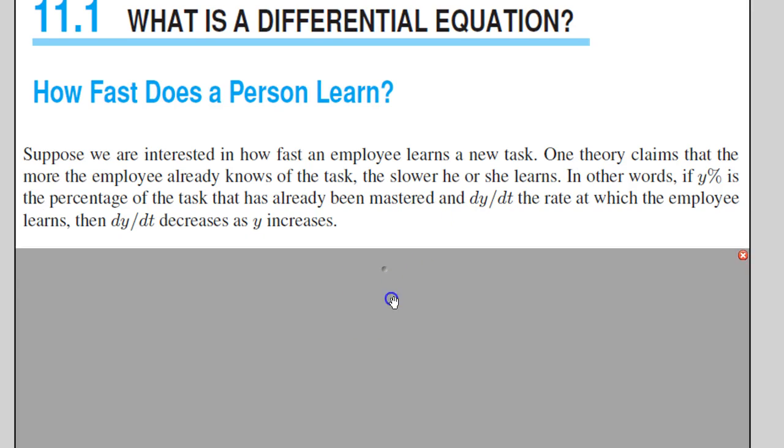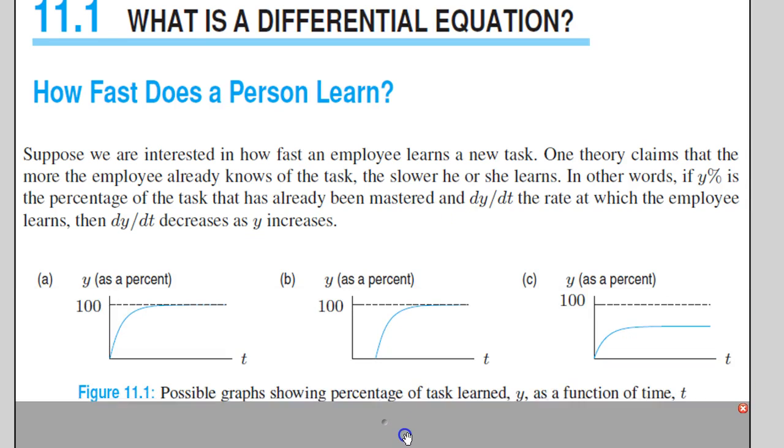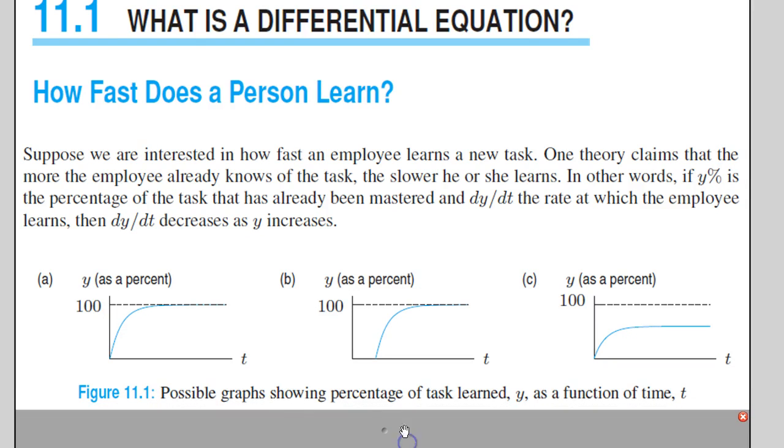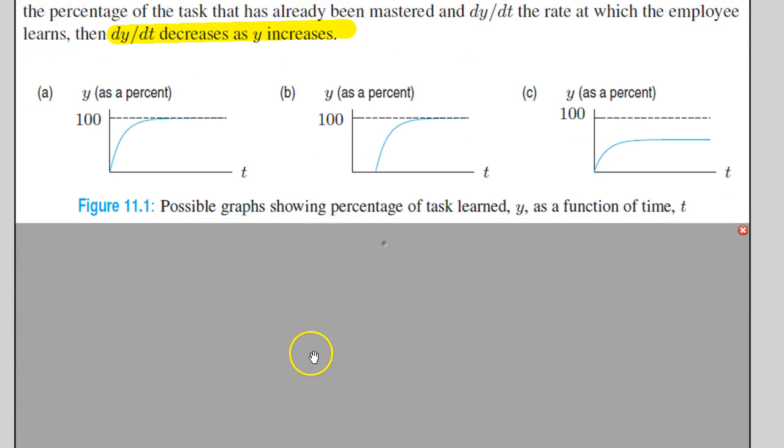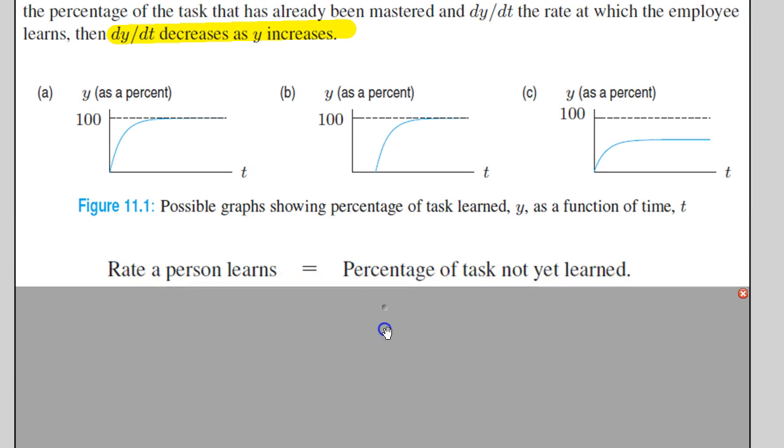Here are some example graphs of that situation. In each of these situations, as y, the percentage the person knows of the task, increases, dy/dt decreases. In other words, we have a concave down graph. Each of these situations matches this concept, but which situation would be accurate? That's what a differential equation is about.